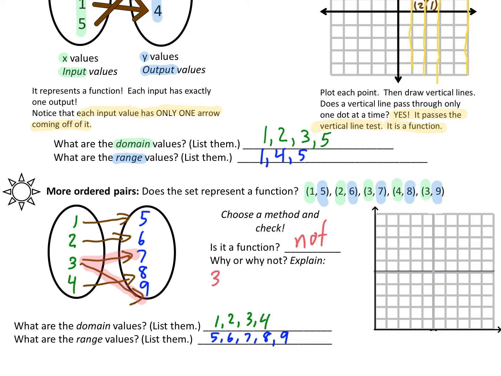Why is it not a function? Because 3 has 2 outputs, and a function must only have one output for every input.